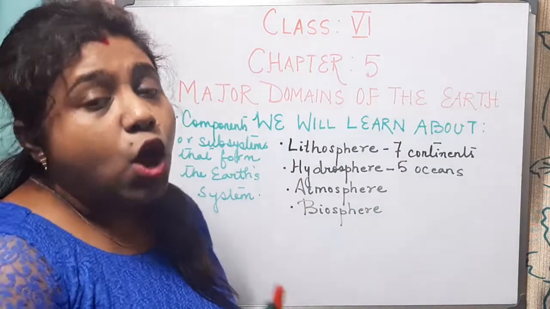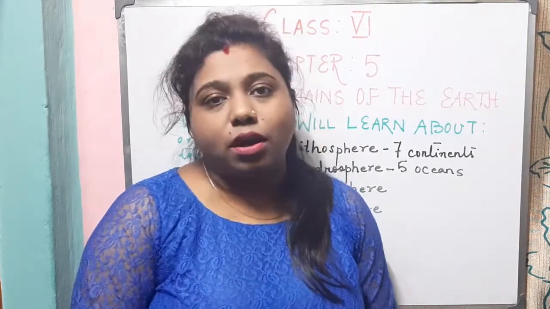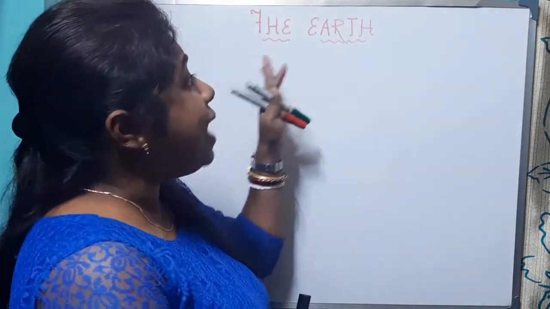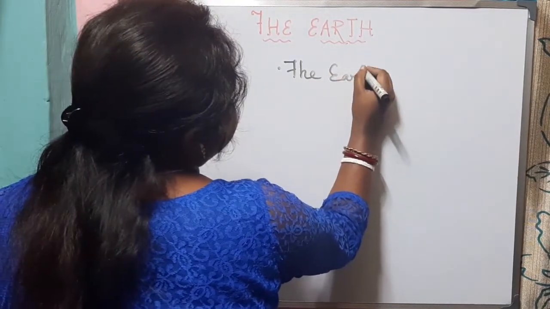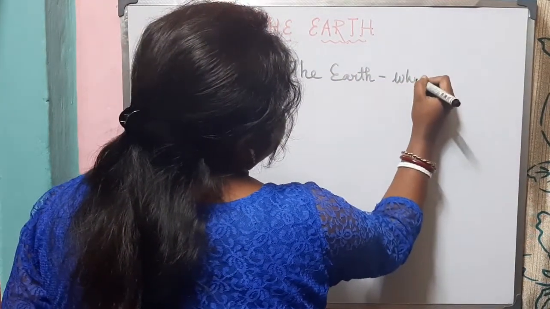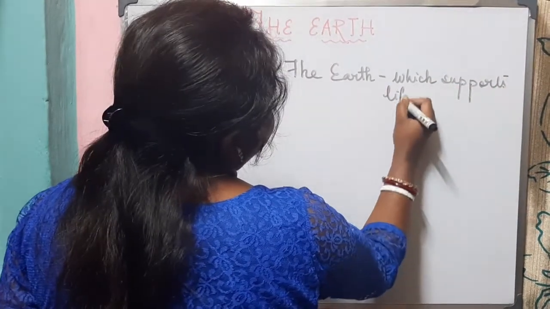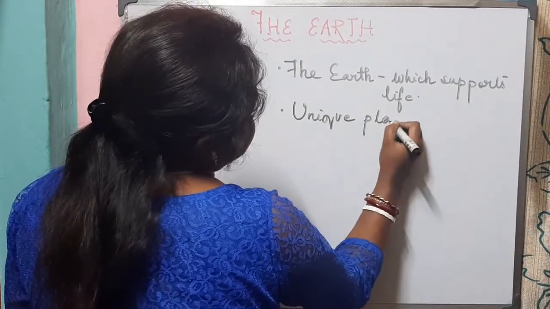So let us move ahead with the chapter and let us know about the importance of Earth. Why do we call our Earth a unique planet? As we all know, there are 8 planets in our solar system, and interestingly life only exists on our planet Earth. So we can say that the Earth is the only planet which supports life, and that is why it is called a unique planet.